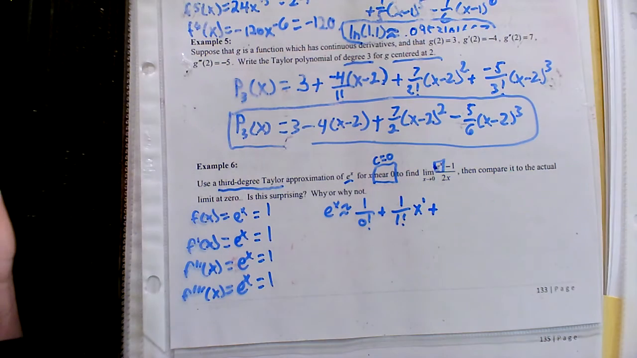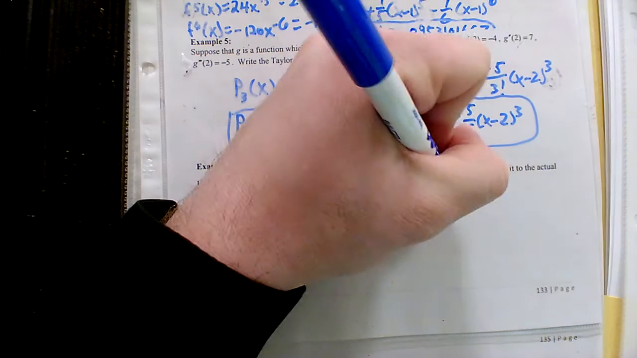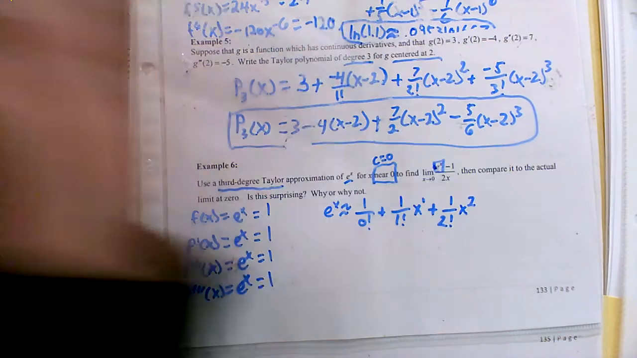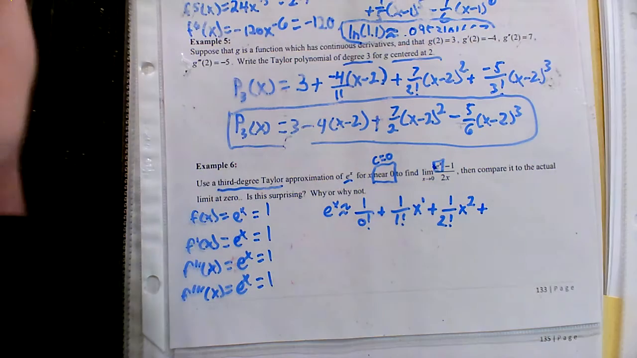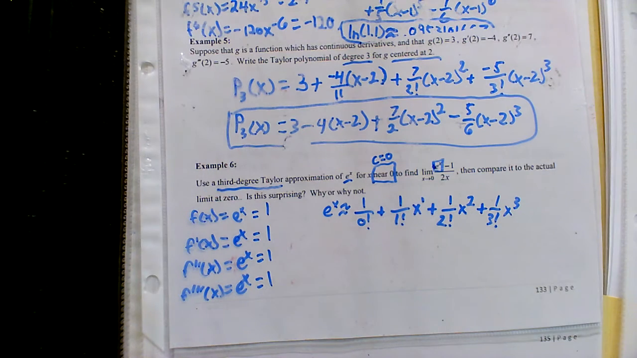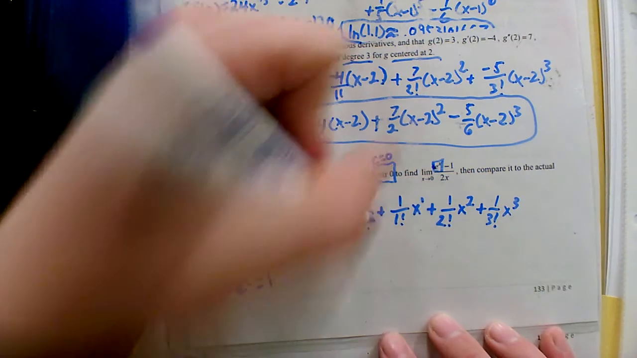Plus what? 1 over 2 factorial x squared. So we're just writing it to fit the pattern. Plus 1 over 3 factorial x cubed. So that fits the pattern of the Taylor polynomial.